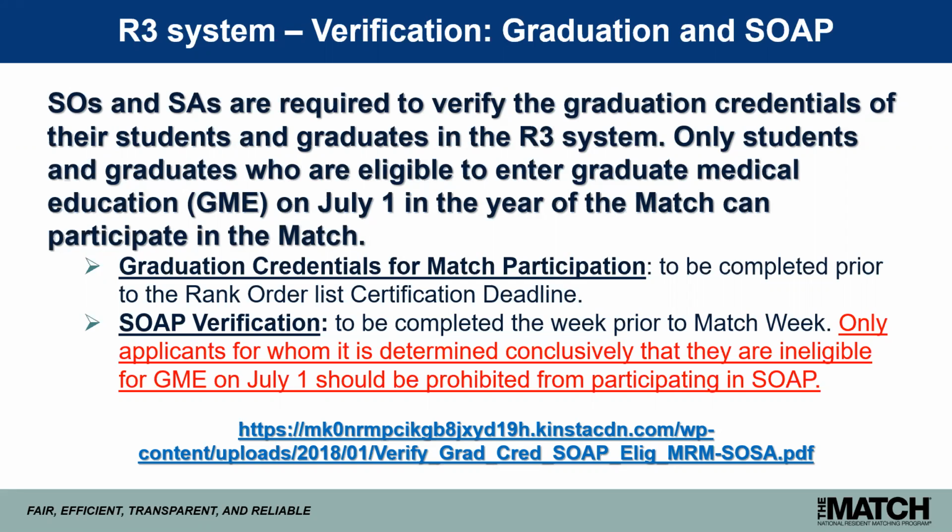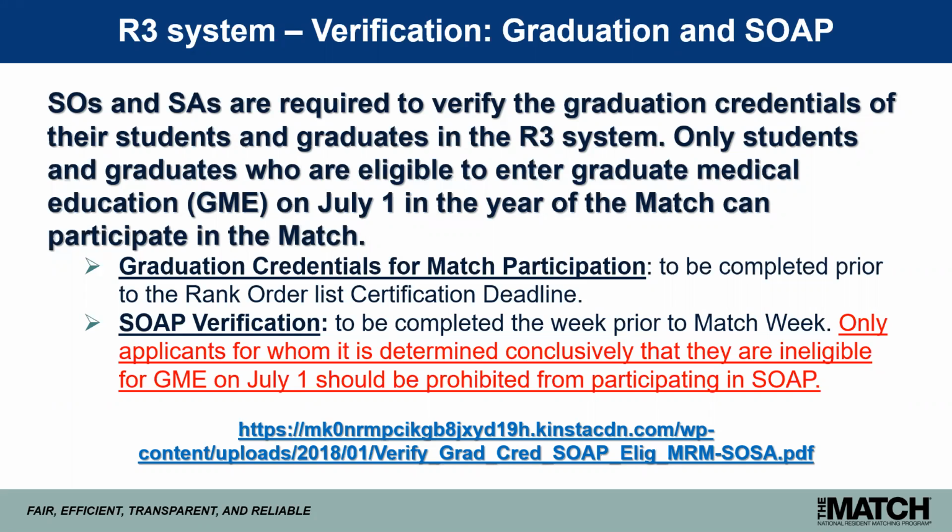Please also keep in mind that as part of the verification for SOAP, school officials can change the eligibility of students who might have been withdrawn prior to the rank order list deadline if their status has changed. So sometimes we do have situations where schools marked a student ineligible for match participation. So they notified the NRMP through the R3 system prior to the rank order list deadline that they had a student who wasn't going to be able to graduate. Perhaps something changed after the rank order list deadline and this applicant or student is now back on track. A student previously withdrawn or made ineligible for the match could be marked as eligible for SOAP if that status has changed. Understandably, the opposite would be true as well.